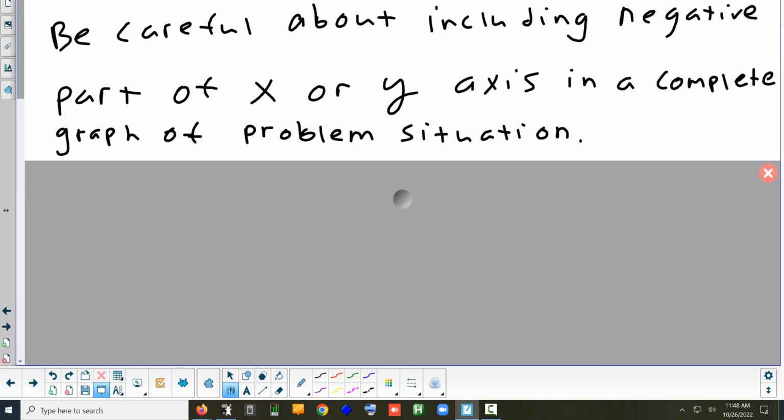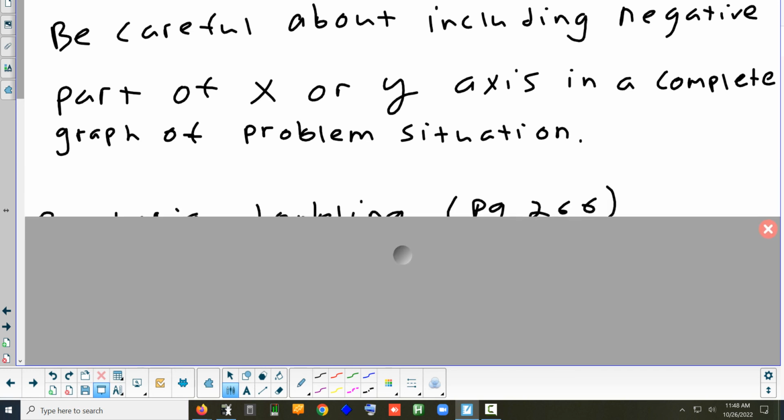When you graph something that's exponential, be careful as always about including negatives. A lot of the time, negatives won't make sense because you might be dealing with time, or with an amount of people or an amount of something. Amounts can't go negative if we're talking about bacteria, people, things like that.